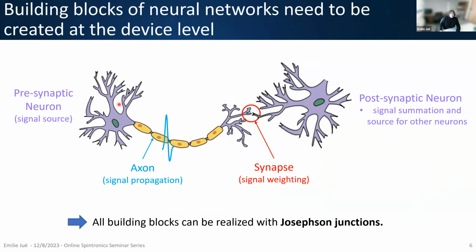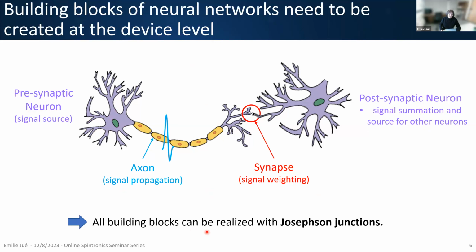So to make hardware for AI at the device level, we need to be able to recreate all the building blocks of a neural network at the device level. Typically, that would include the neurons as a signal source for the presynaptic neuron or as a signal analysis for the postsynaptic neuron. It will include the axon, which is this channel between the neurons that allows this signal propagation. And it will include the synapse, which allows to apply a weight on the signal.